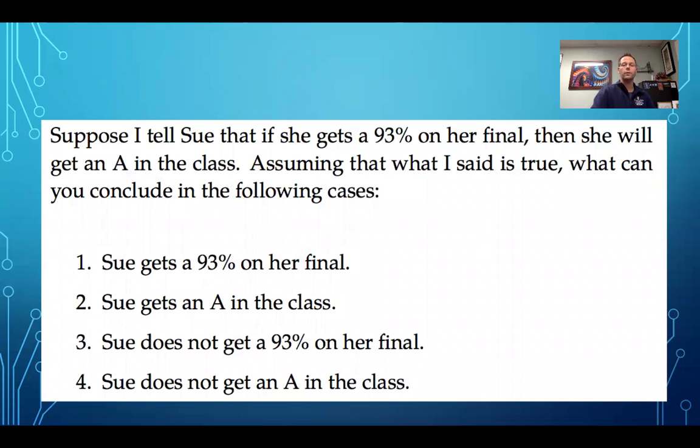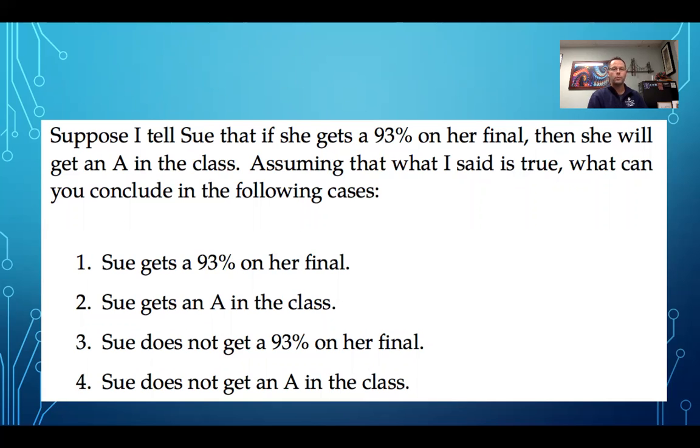All right, so let's see what we can do with this. Here's Sue. I tell Sue, if you get a 93 on the final, you'll get an A in the class. Let's assume that what I told Sue was true. What can I conclude in the following cases? 1, Sue gets a 93 on her final. Well, if what I just told her was true, then she will get an A.